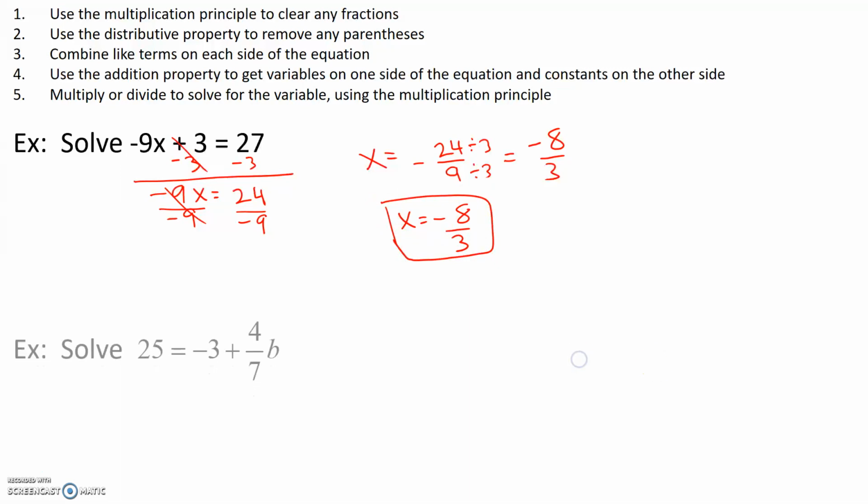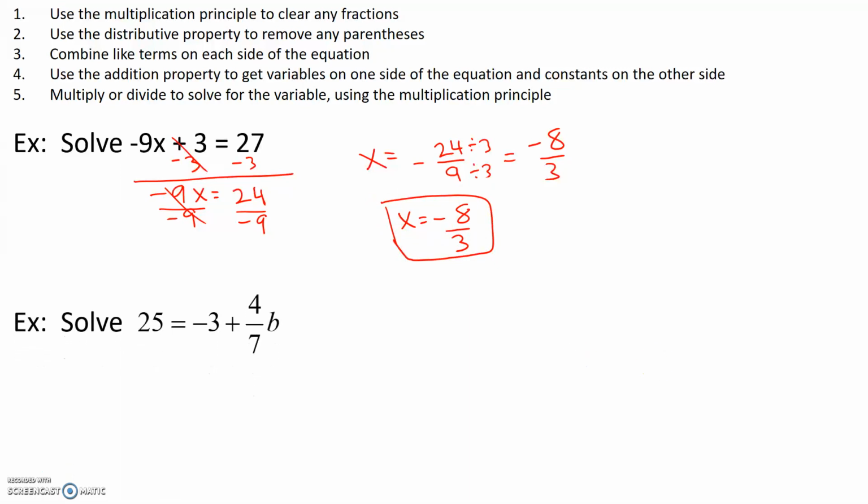Let's look at another example. This time, let's solve 25 equals negative 3 plus 4 over 7 b. First step, use the multiplication principle to clear any fractions. Now, this is a pretty simple equation, so we don't have to clear the fraction, and in fact, I'm going to skip that step. Step 2, use the distributive property to remove any parentheses. We don't have any parentheses, so there's nothing to distribute. Step 3, combine like terms. We have no like terms on either side of the equation.